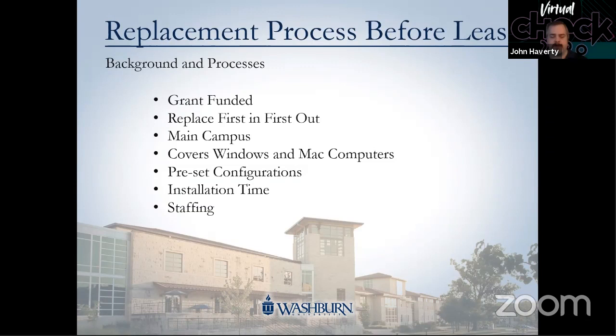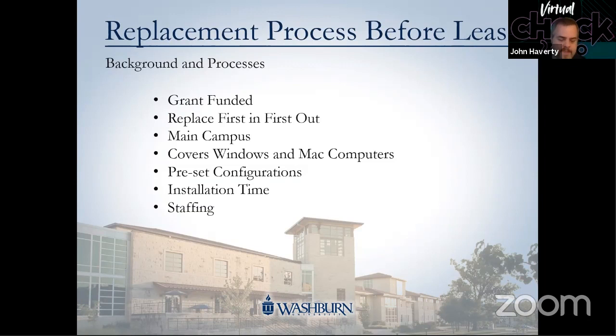We would do a first in, first out. A computer is ordered and it would be replaced when it came up for its replacement process. We were trying to do a 5-year replacement cycle, but it wasn't a 5-year replacement cycle. We were probably on a 6, 7, 8-year replacement cycle, so it wasn't ideal, and I'll cover more of that in just a bit.